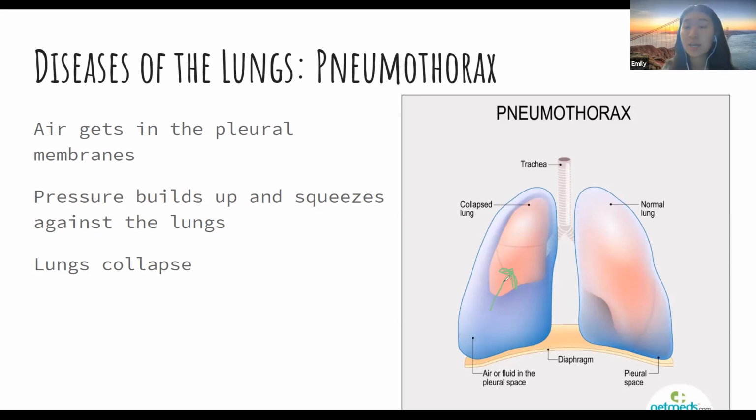You can't get much air in there, and you've just lost half of your lung function. So that's pneumothorax. It's very bad. It's essentially air getting into the pleural space between the pleural membranes.